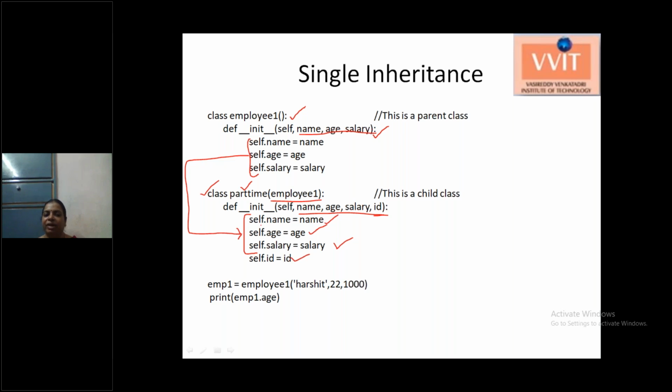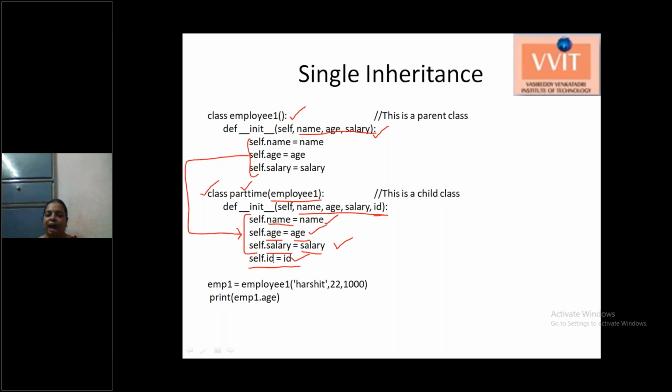Whenever it is trying to create a variable, self.name, it checks the current class and also the base class, whether there is any variable with that name. But name is a variable in the base class, so it doesn't create it again. It just uses the base class variable and assigns the name value. Here also the same: the age variable is used from the base class and assigns the value. The salary variable is also used from the base class and assigns the value.